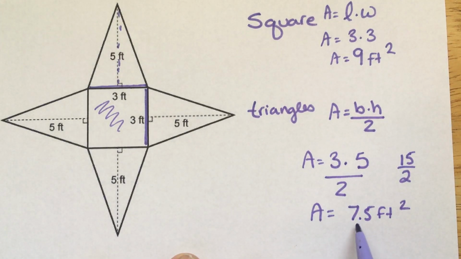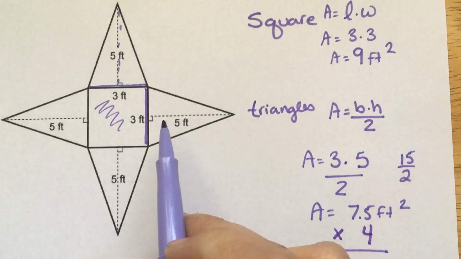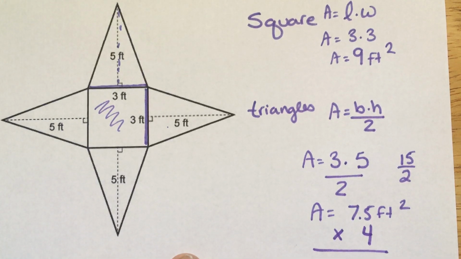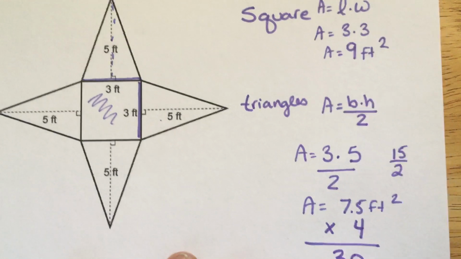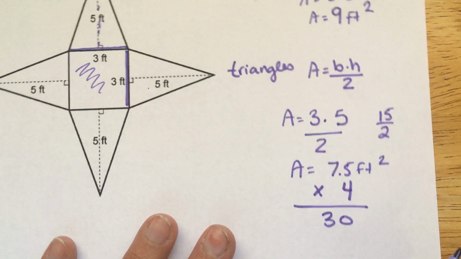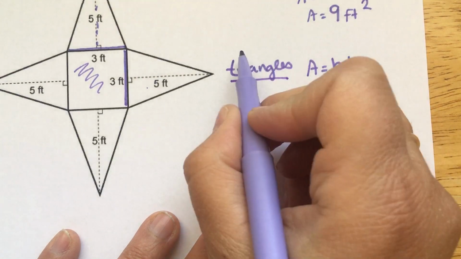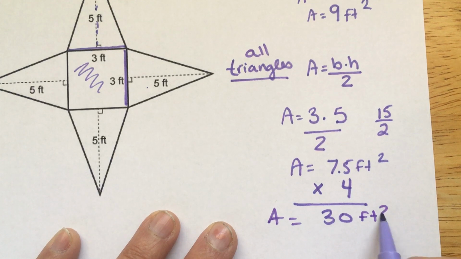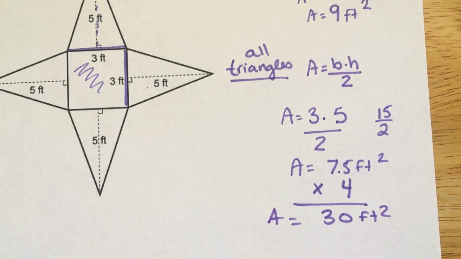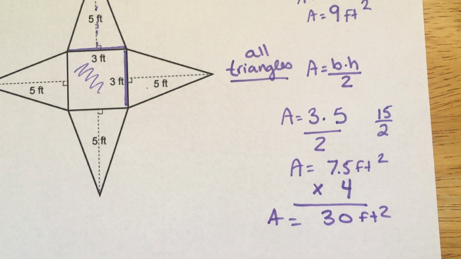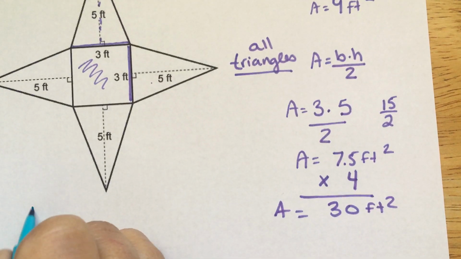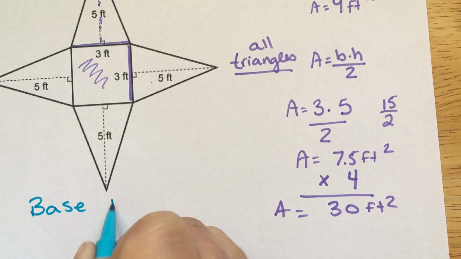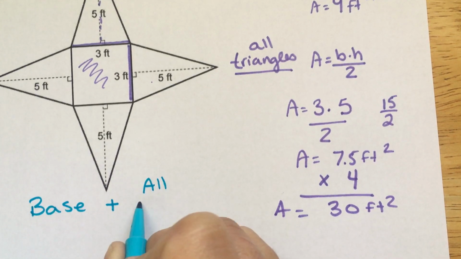I have to multiply that 7.5 times 4. Why by 4? Because I have 4 triangles here, okay? And 7.5 times 4 is 30. Still not done, okay? So my triangles all together, or all triangles, is going to be 30 feet squared. Now to find surface area, I have to put those things together. I have to do the base.